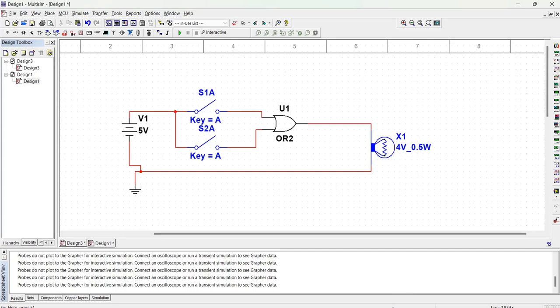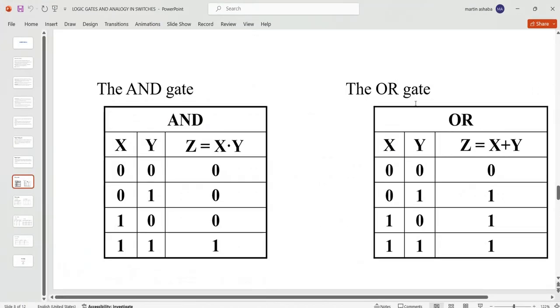bulb. So now, according to the truth table of the OR gate, when all the inputs are low, the output is low. When one of the inputs is high and the other input is low, then the output is always going to be high. When all the inputs are high, then the output is going to be high. This OR gate is analogous to the addition operation of any other circuit.